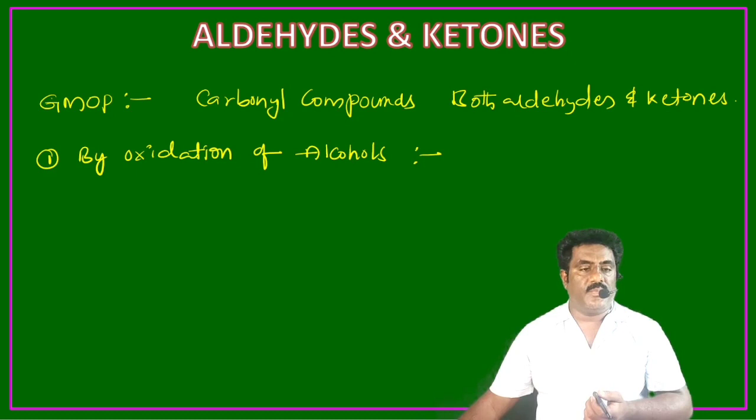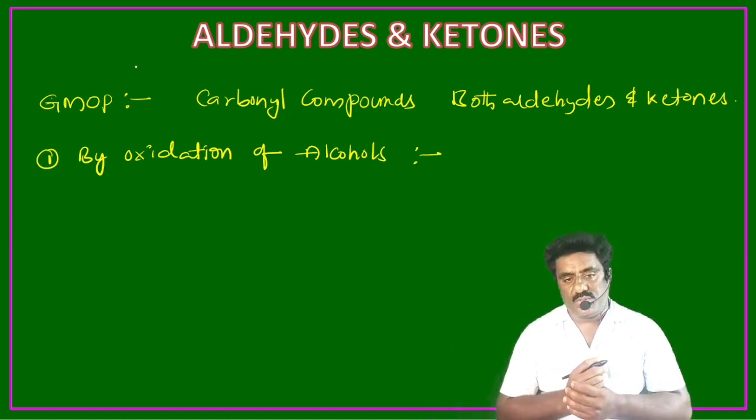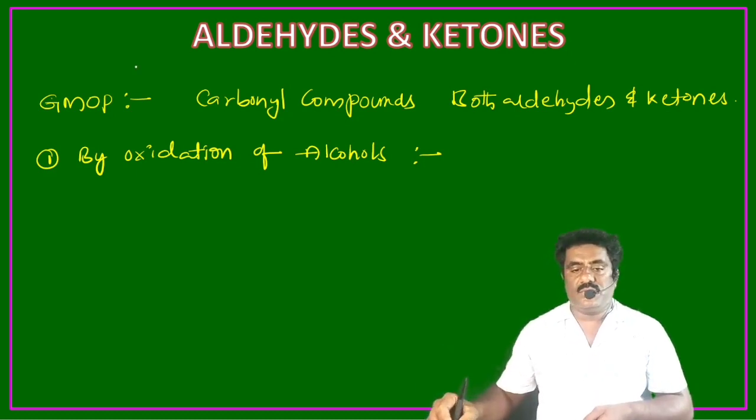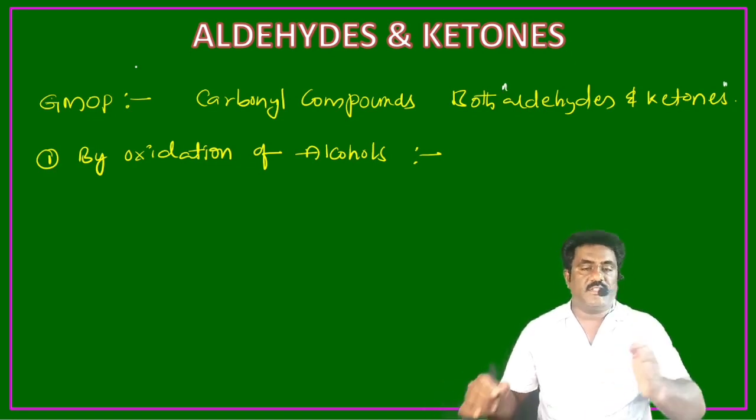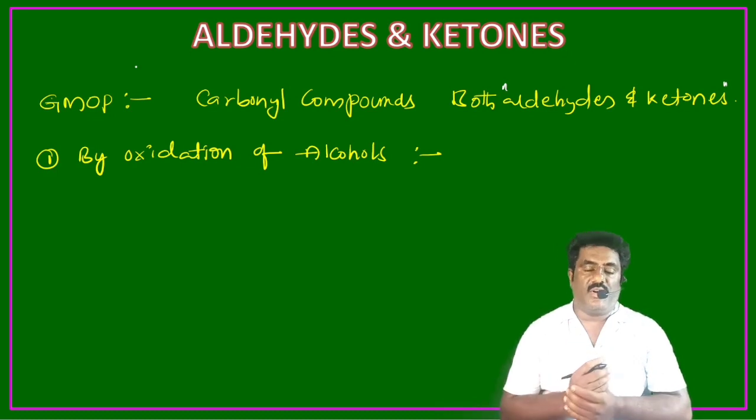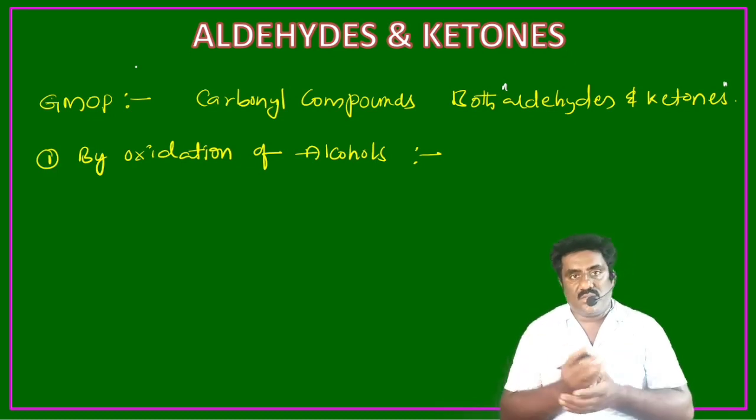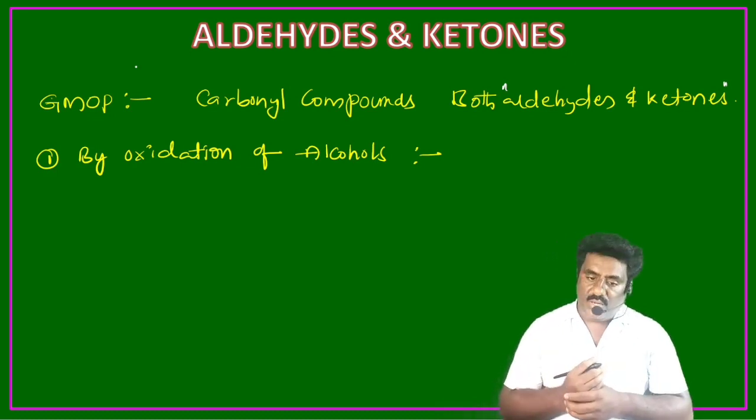See, the general methods of preparation of carbonyl compounds, meaning aldehydes and ketones. Aldehydes and ketones are called carbonyl compounds. Yes, the first method is oxidation of alcohols. Oxidation of alcohols gives carbonyl compounds.